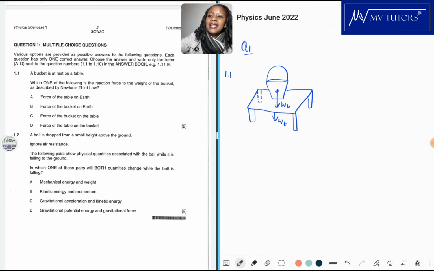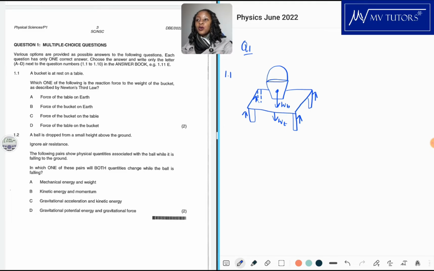The bucket is at rest. So the legs of the table are applying a force upwards, and the bucket is applying a force downwards, its weight, as well as the weight of the table itself. Now if A, the force of the table on the earth, no. That is literally the weight of the table. Force of the bucket on the earth is also just the weight of the bucket alone, so no.